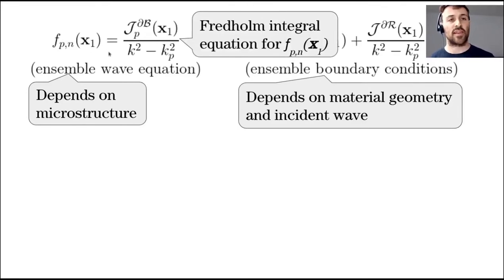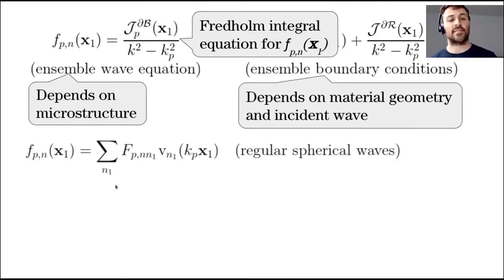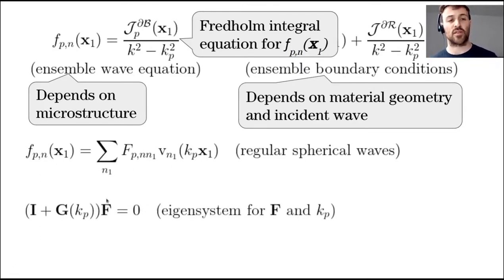The first one is a Fredholm integral equation which you can solve for the Fpn. There's an F inside this too. And what that allows us to do is we can now solve for things like the effective wave number, in general, without naming what the incident wave is or the geometry. So if we substitute a general series expansion into the first one, you can formulate an eigensystem for these eigenvectors f and the effective wave numbers kp.